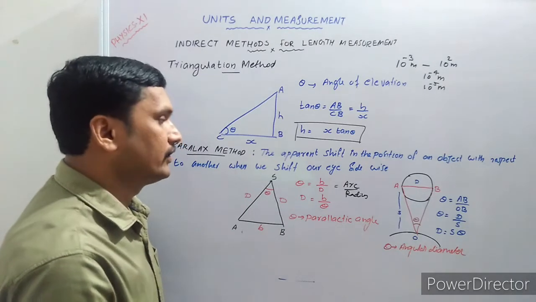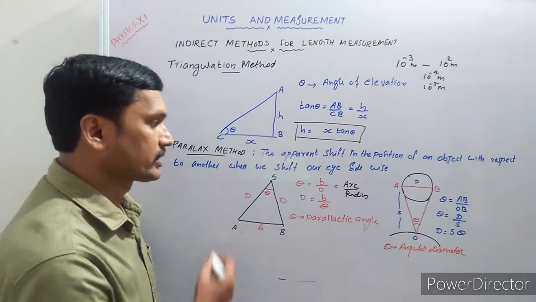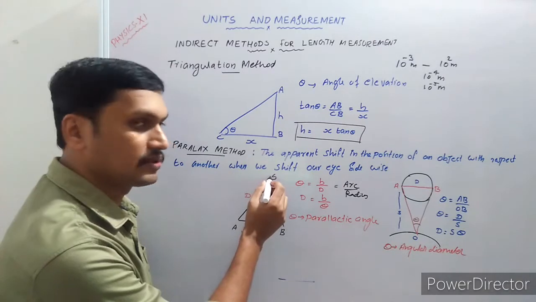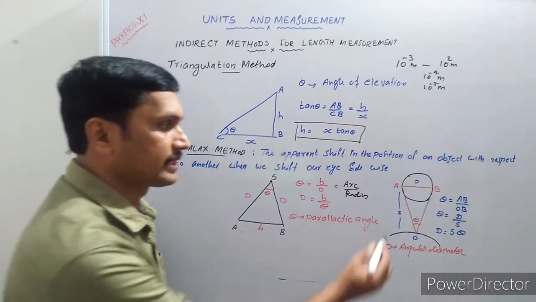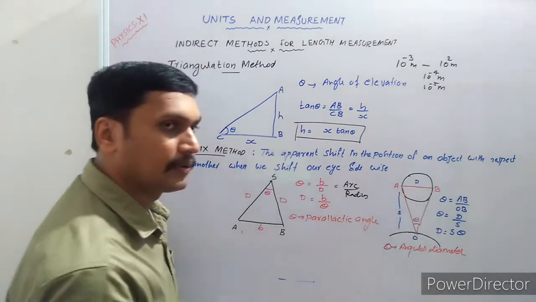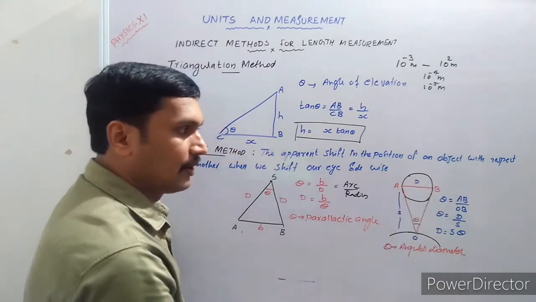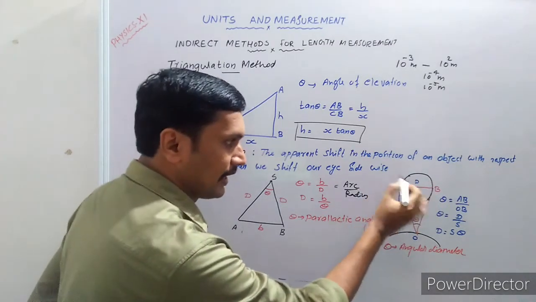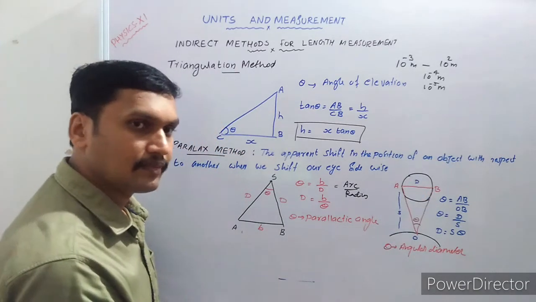Let us see how we can measure the diameter of any heavenly body using this parallax method. First, we measure the distance to that body by the parallax method. After that, how do we measure the diameter of that body? This is our heavenly body, and AB is the diameter. We mark the diameter as D.